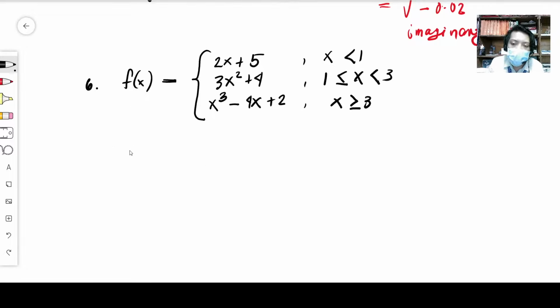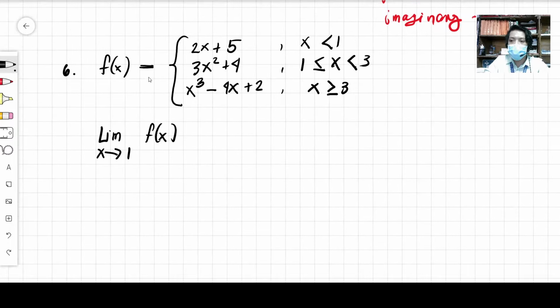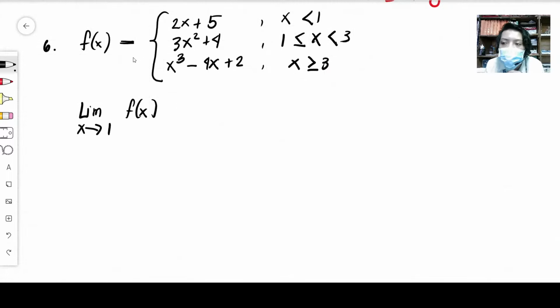Okay, what we will find is the limit of that function. Take note, we are given the function when x approaches 1. This is a very interesting example. So, how do we solve it?